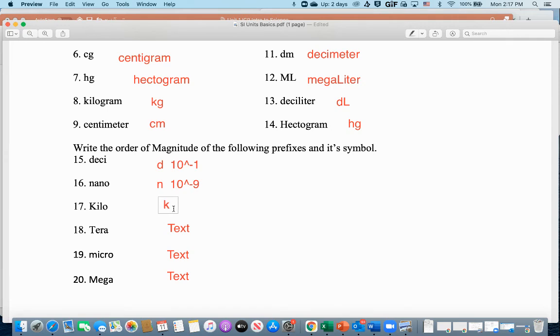Kilo, well, we've done this one a few times. Hopefully you know this one by now. That's 10 to the third. Okay, we can go back and look at our chart if we need to.